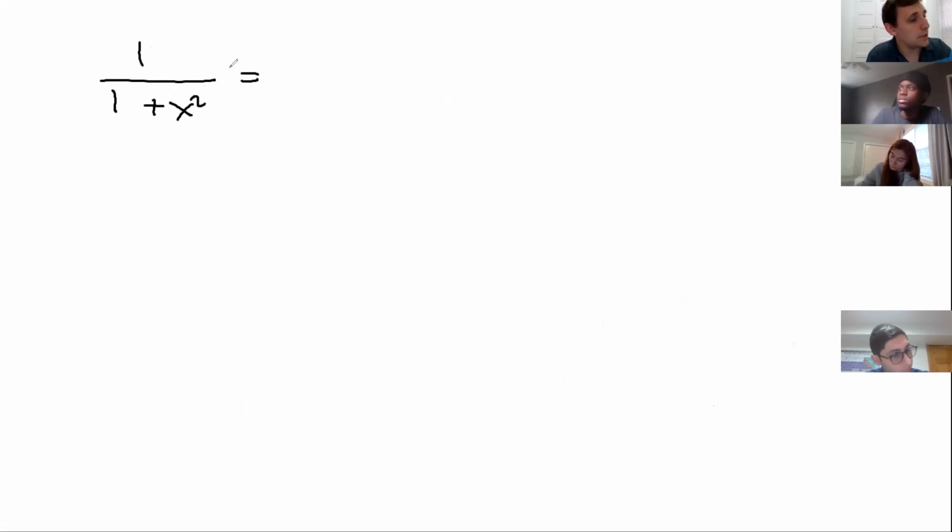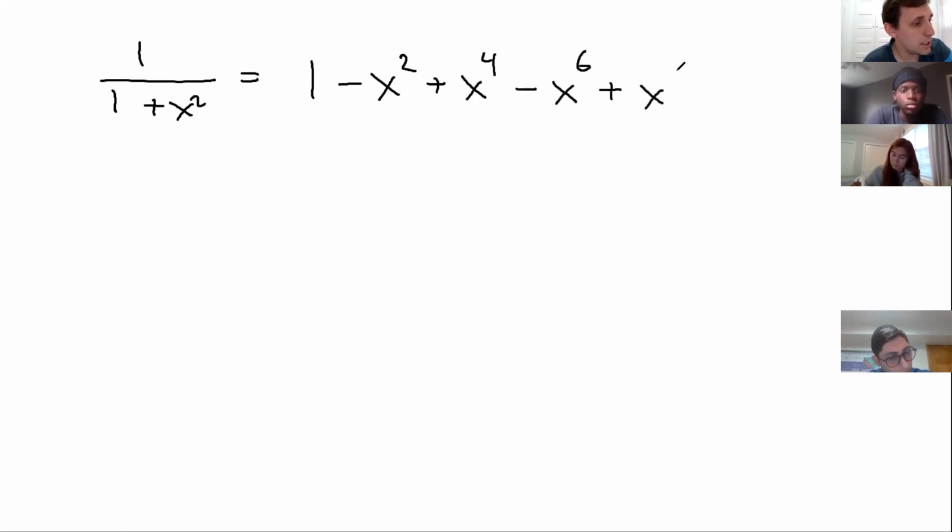Again, guys, 1 over 1 plus x squared in infinite form is what? It's 1 minus x squared plus x to the 4 minus x to the 6 plus x to the 8 minus x to the 10 plus x to the 12, and it goes forever. Good? Now, look at it, guys. This is the derivative of tangent inverse. Do you agree? I want to go back to tangent inverse.